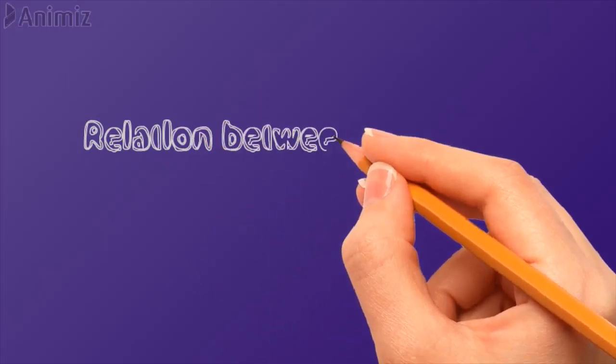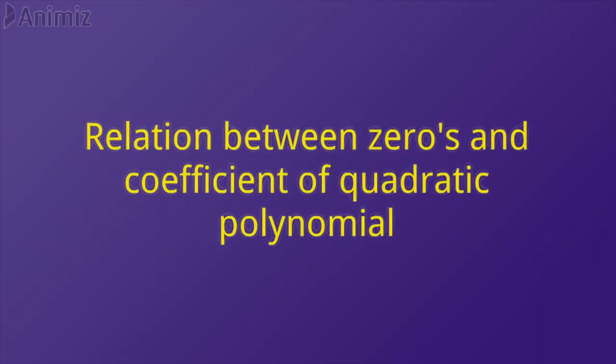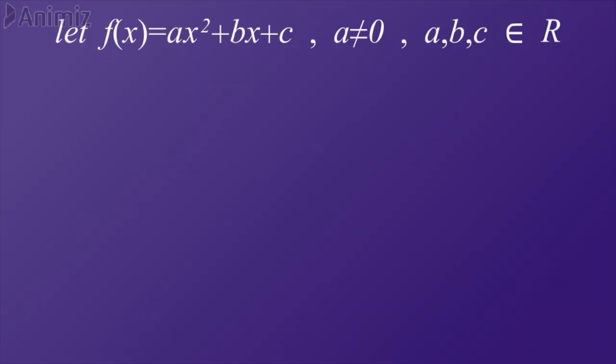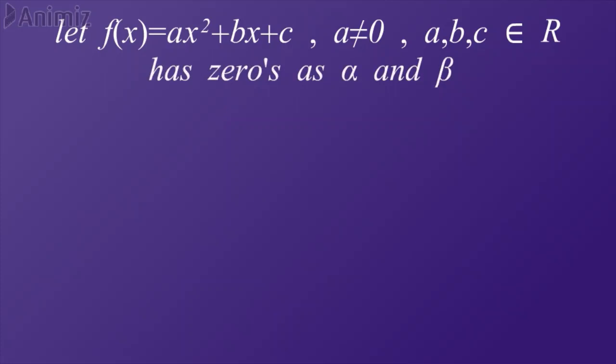Now let us look into the relation between the zeros and the coefficients of a quadratic polynomial. Let us say f(x) = ax^2 + bx + c is a quadratic polynomial where a is not equal to 0, and a, b, c are real, and the zeros of this polynomial are alpha and beta.